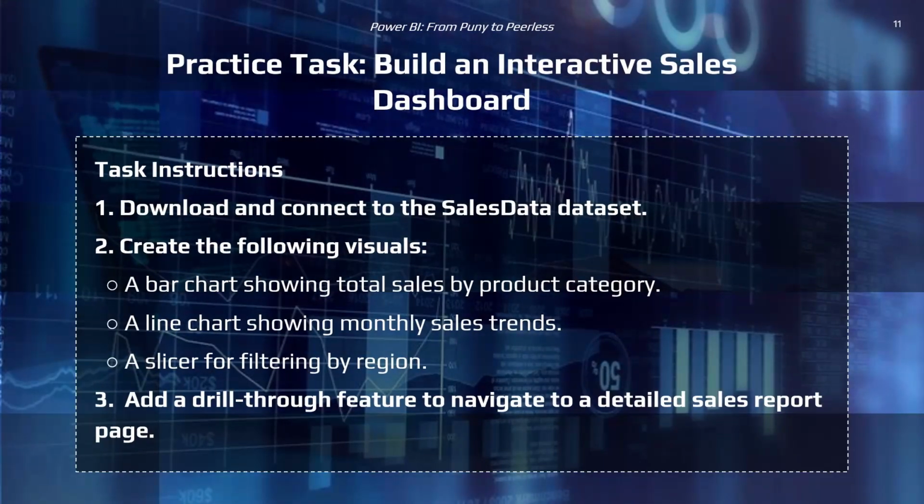Let's reinforce what we've learned with a hands-on exercise. Build an interactive sales dashboard. Task instructions. Download and connect to the sales data dataset. Create the following visuals: a bar chart showing total sales by product category, a line chart showing monthly sales trends, and a slicer for filtering by region. Finally, add a drill-through feature to navigate to a detailed sales report page.